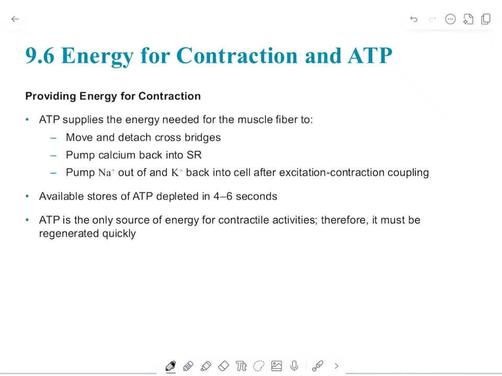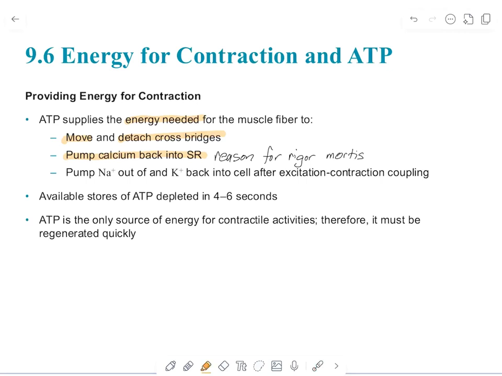In order for the cross bridge cycle to happen, we obviously need ATP so that the myosin head can break it down. That ATP supplies the energy that's needed to move and detach cross bridges. It's also needed to pump calcium back into the sarcoplasmic reticulum, which is one reason for rigor mortis, because obviously that ATP is not going to be present at the point of death, so that calcium cannot go from the sarcoplasm back into storage.